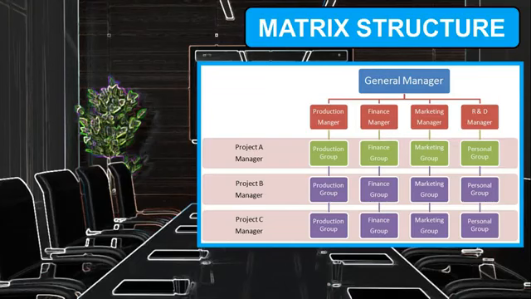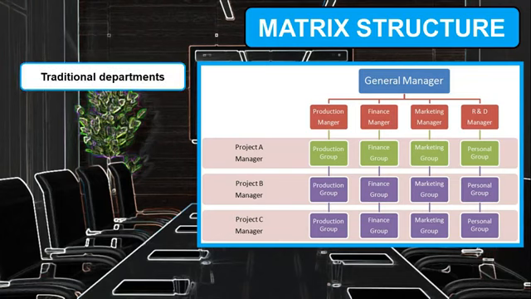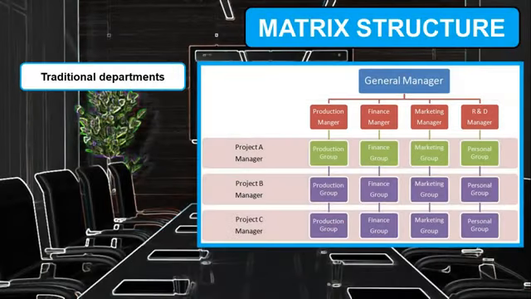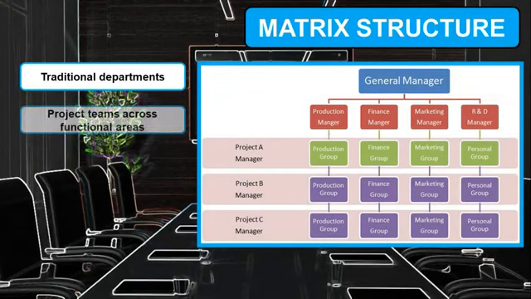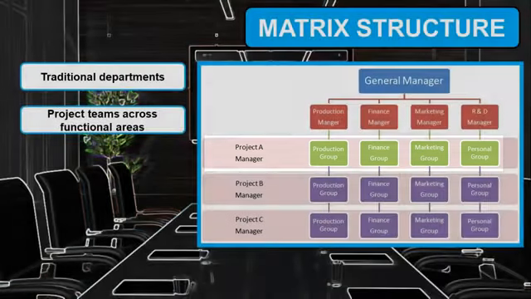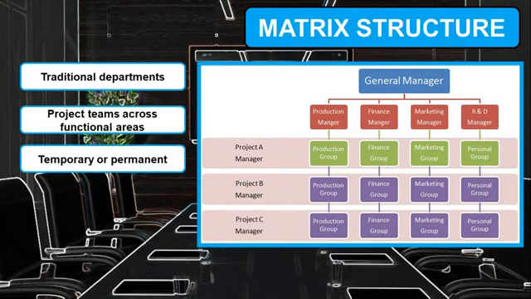The final structure we're going to look at is the matrix structure. This structure has traditional departments that will be found in the hierarchical structure, such as finance, marketing, research and development, and so on. However, the matrix structure utilises these skills and creates project teams across the functions of the business to work on a particular project. These teams can be temporary or permanent depending on the tasks they have been asked to complete.